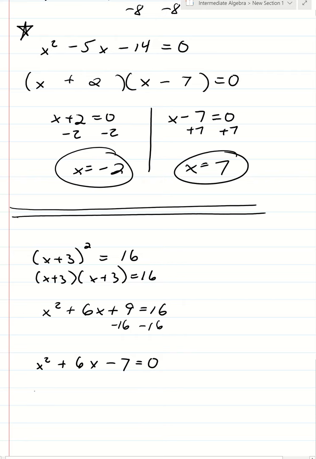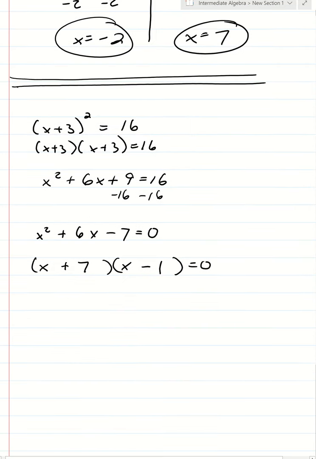And now we can factor. I'm going to set up my parentheses. Factors of x squared would be x and x. We need different signs inside the parentheses, one will be plus, the other minus. And so now the factors of a negative 7 that would add up to a positive 6 would have to be a positive 7 and a negative 1.